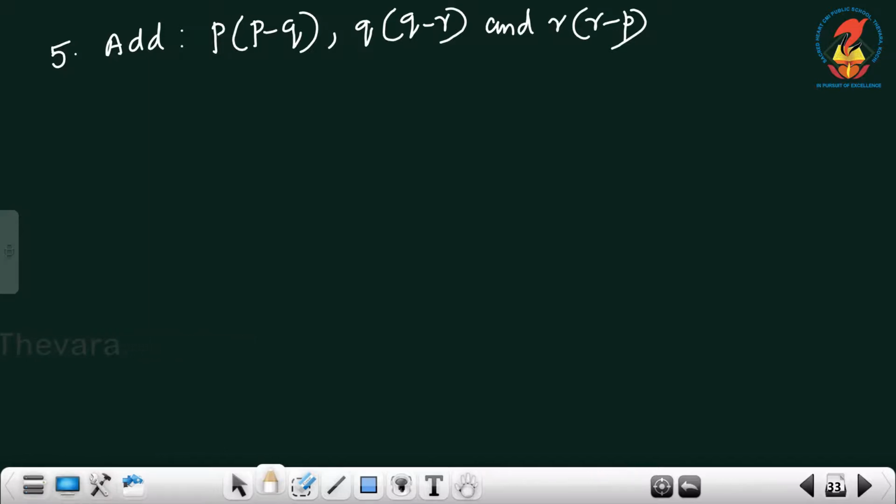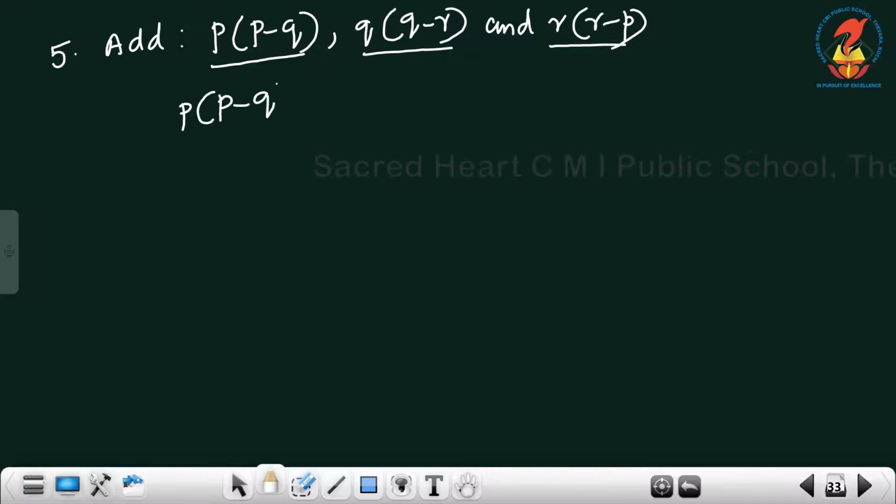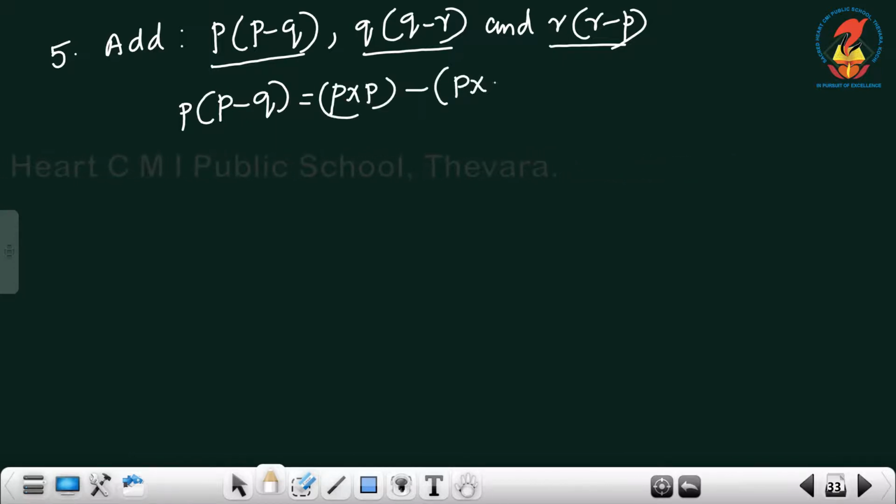Next, fifth one, add p into (p minus q), q into (q minus r) and r into (r minus p). First expression p into (p minus q), second expression q into (q minus r), third expression r into (r minus p). Our first expression can be written as p into (p minus q) by using distributive law, p into p minus p into q equal to p square minus pq.